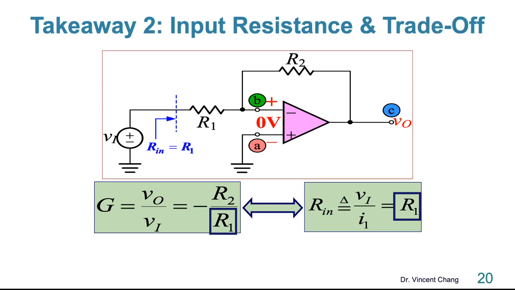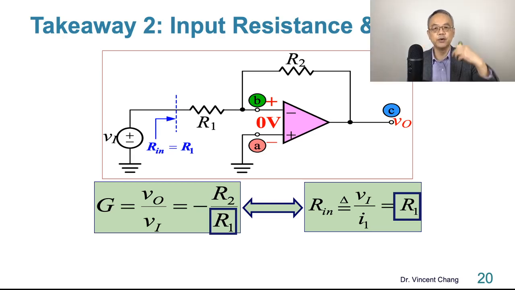The trade-off between the input resistance and the voltage gain, to see which parameter you can sacrifice. So this is one of the key concepts of this circuit, which is also a disadvantage of this circuit.